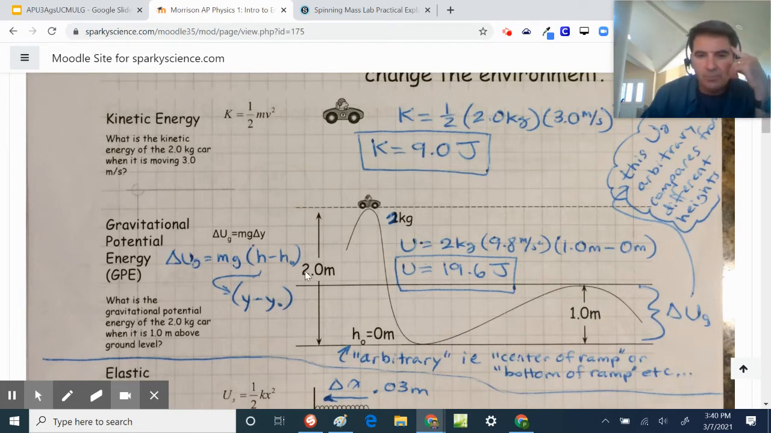Okay, anyways, what is the gravitational potential energy of the 2 kilogram car when it is 1 meter above ground level? So this is where it was there. That's not what we're talking about.